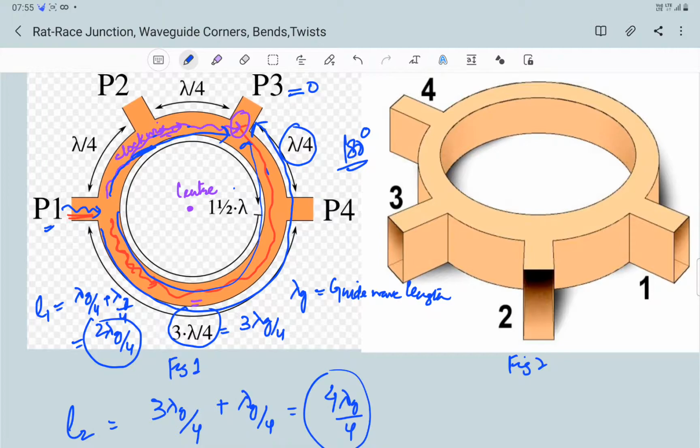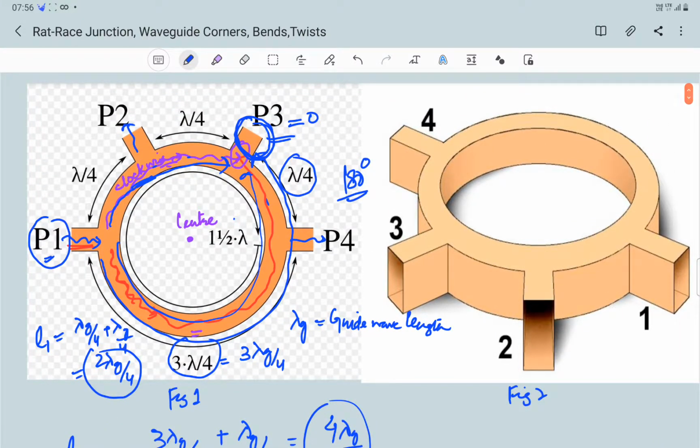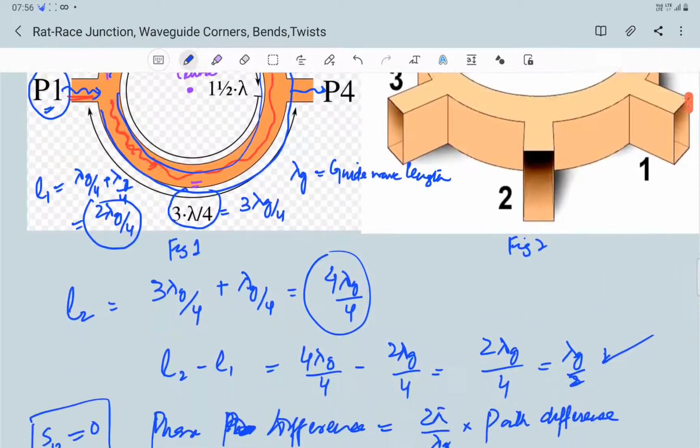So in a nutshell, if a signal is being fed at port 1, we don't receive any power at port 3, because the phase difference between the two waves traversing in clockwise and counterclockwise direction is 180 degrees. So where does this power go then? If we are feeding a signal at port P1, where does it go? We'll prove that this signal reaches ports P2 and P4. But we have already proved that it doesn't reach port 3. A signal being fed at port 1 doesn't reach port 3. So in other words, S13 has to be 0. The S parameter relating ports 1 and 3 has to be 0.